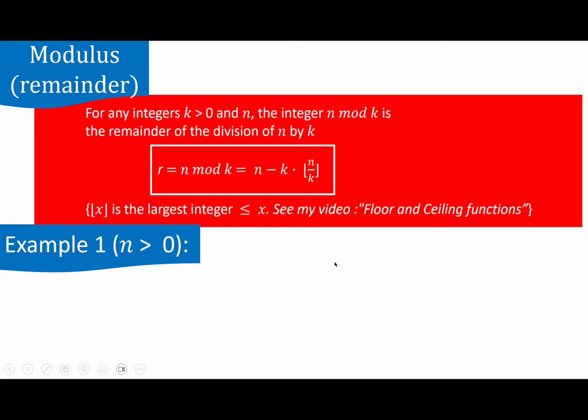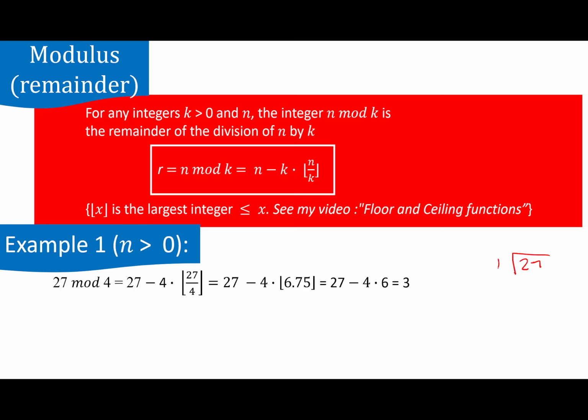Example 1. n greater than 0. Let's find 27 mod 4. If you divide 27 by 4, you get 6, and 6 times 4 is 24. So the remainder here is 3. So 27 minus 4 times floor of 27 divided by 4, which is 6.75. When you take the floor function of 6.75, it gives you this 6 here. So 4 times 6 is 24, and 27 minus 24 is 3.